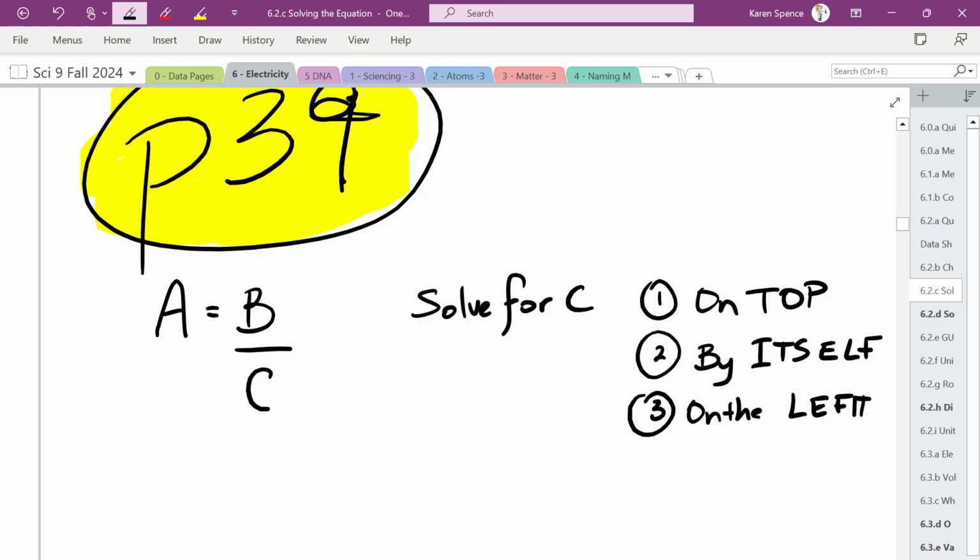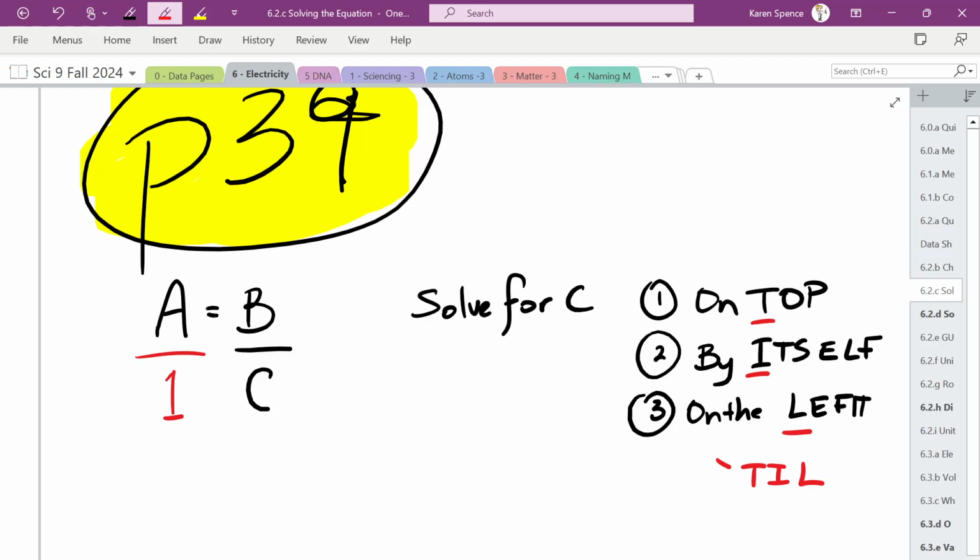And you can write this down till you get it. Yeah, you can write it down till you remember it. Okay, that might help you. Top itself on the left, T-I-L. So, is C on the top? No. How can we get C onto the top?